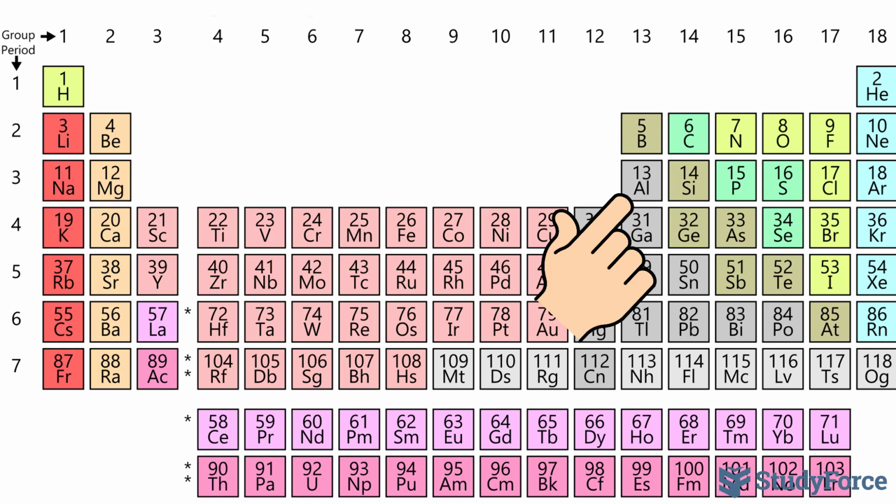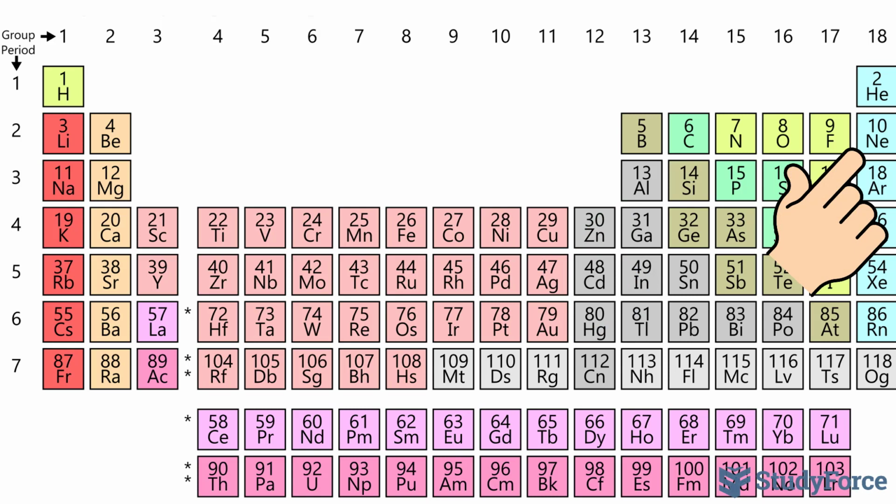Aluminum is a main group metal and therefore loses electrons to form a cation with the same number of electrons as the nearest noble gas. Here it is on the periodic table.